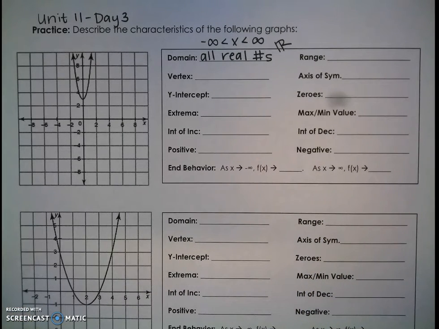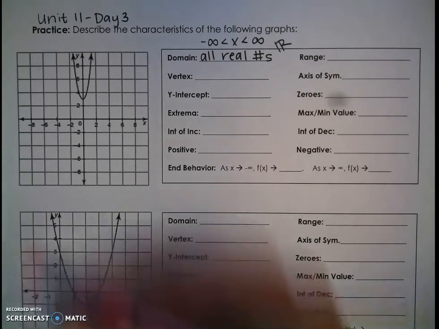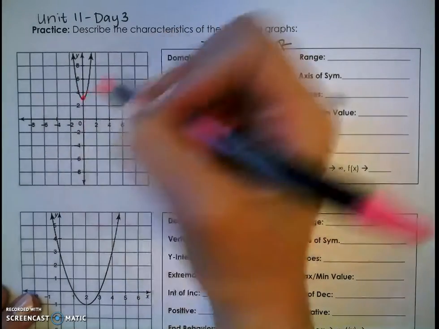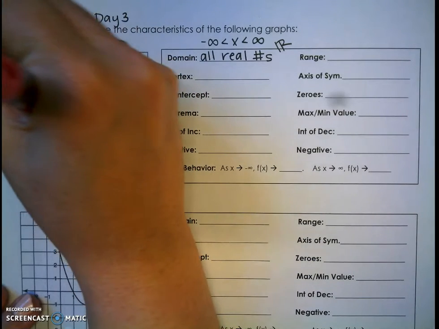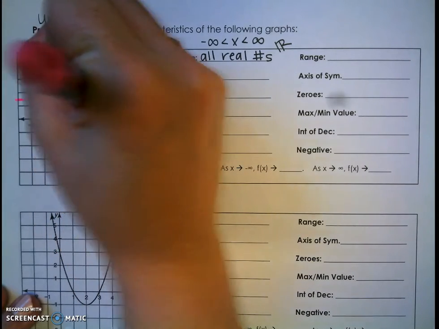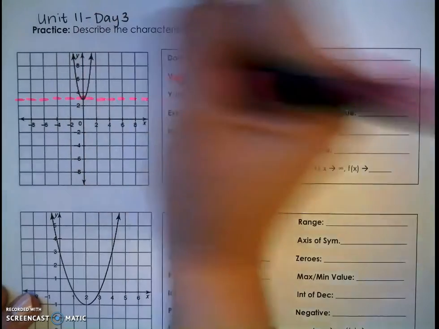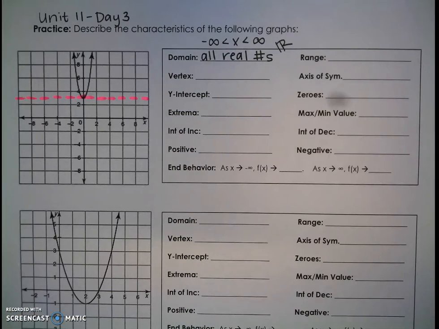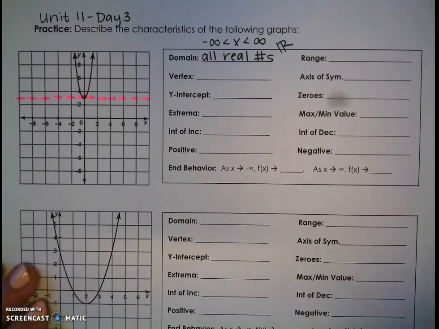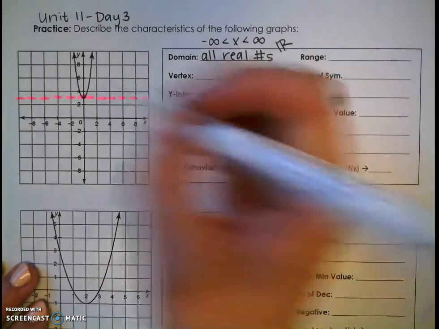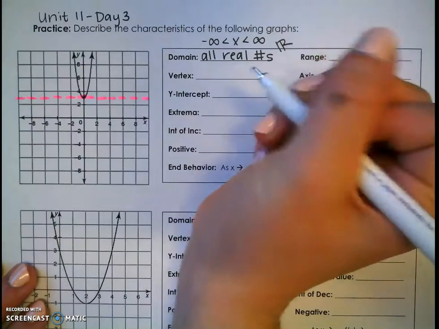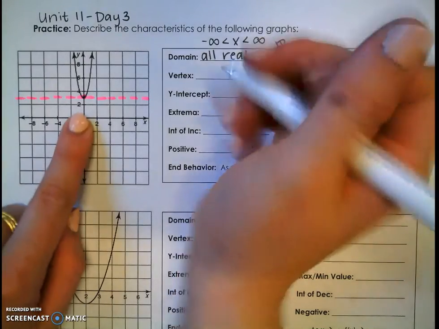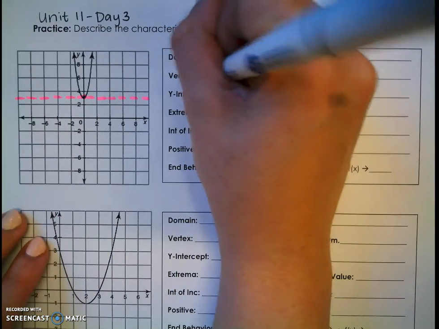Then for the range, I'm going to start off by finding my vertex. So my vertex is right here, and then I'm going to make my little dashed line all the way across to help with the range. Since I already found the vertex right here, the first dot I made, which is at (0, 3), I'm going to go ahead and fill that in for vertex.